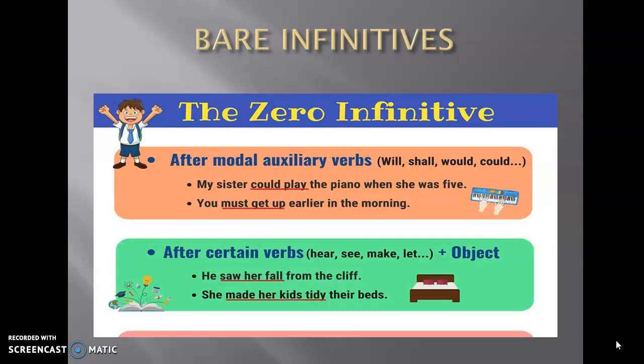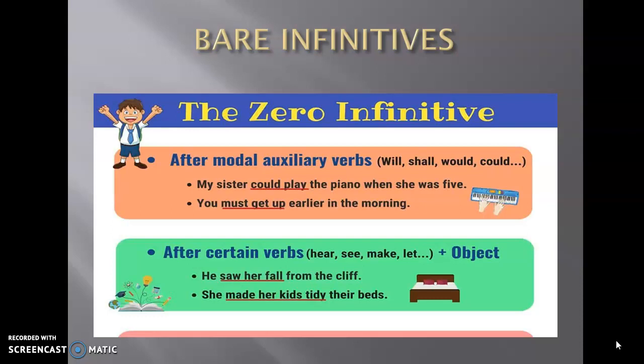Zero infinitives mean bare infinitives, that means first form of verb without to. And how do you detect zero infinitives? First of all, one major way of detecting it is that they come after modal verbs like will, shall, should, could, all the modals. So whenever there is a modal, after that, whichever first form of verb comes, that is an infinitive. For example, my sister could play the piano. Could is a modal and the verb after could is play. So play is a zero infinitive without to.